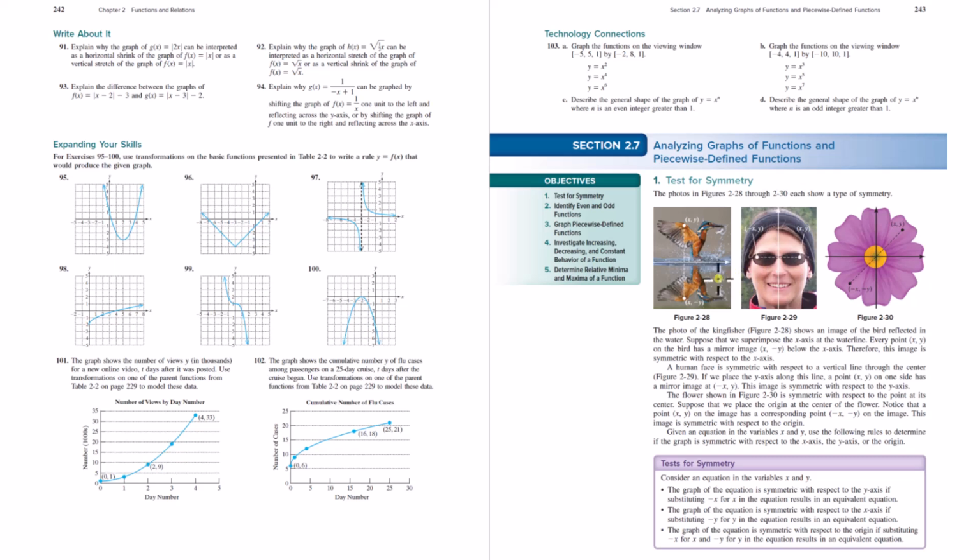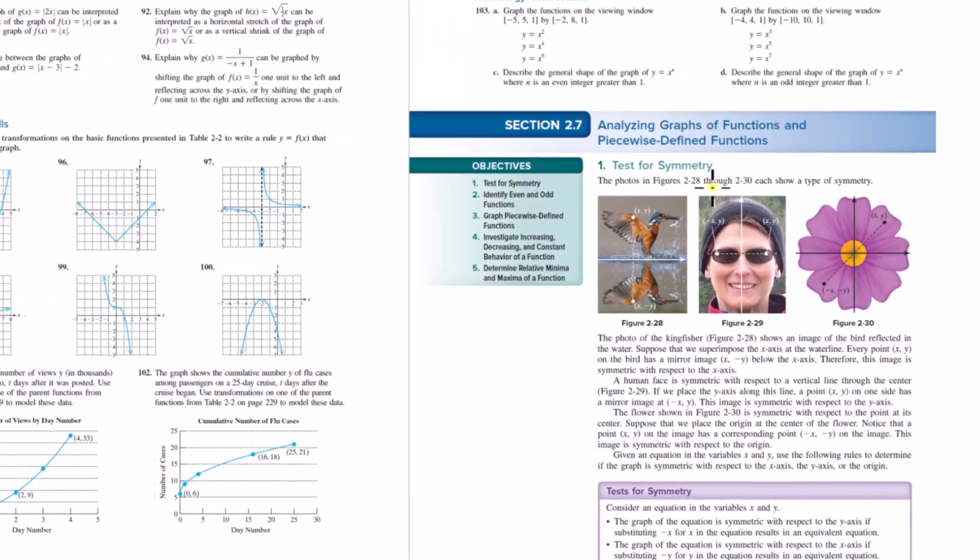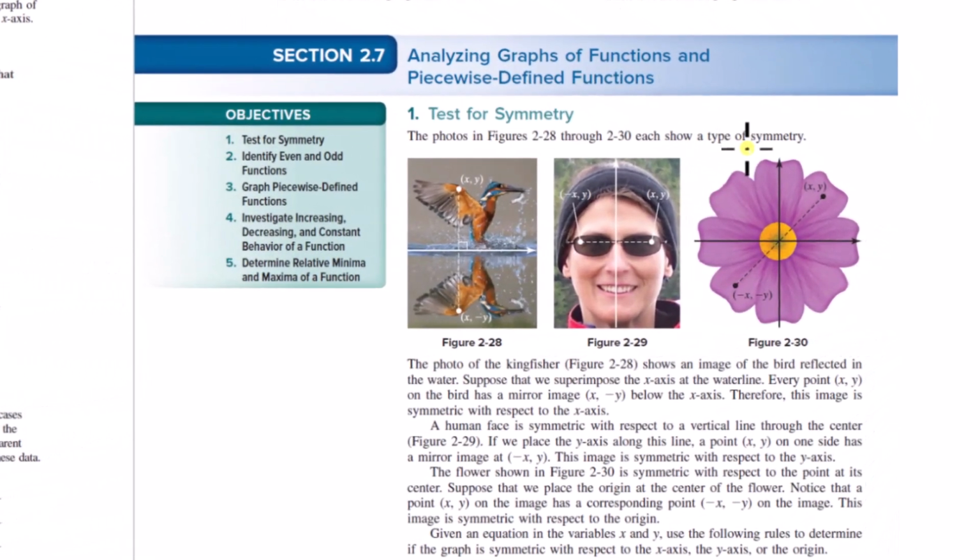Okay, but first, let's talk about symmetry in equations and graphs. The photos in the figures below each show a type of symmetry. If we look at this photo, the idea is each point x, y in this picture has a gray value and a color value. If for any point x, y, you put a minus sign in front of the y, as we talked about in the previous section, you're reflecting across the x-axis. So we go from x, y to x, minus y.